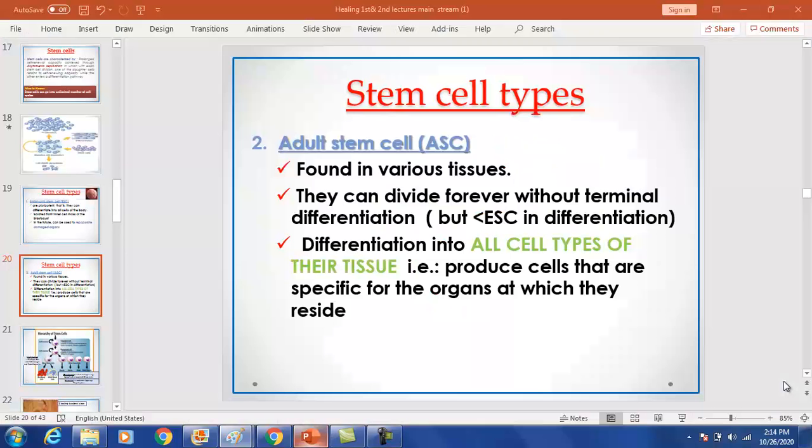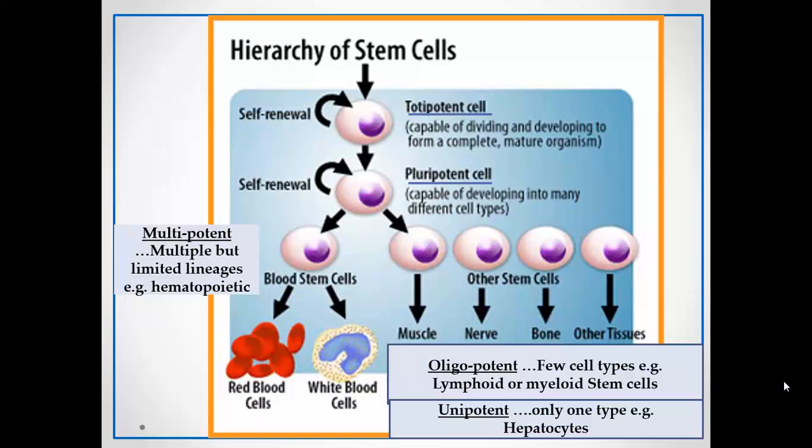Back to the PowerPoint presentation. This is the hierarchy of stem cells. Self-renewal, they could replicate into the same cell type. Then there are totipotent cells, capable of dividing and developing to form a complete mature organism. Pluripotent cells are capable of developing into many different cell types. Multipotent, but limited lineage, like hematopoietic. Oligopotent, capable of differentiating into only a few cell types. Unipotent, capable of differentiating into only one cell type.